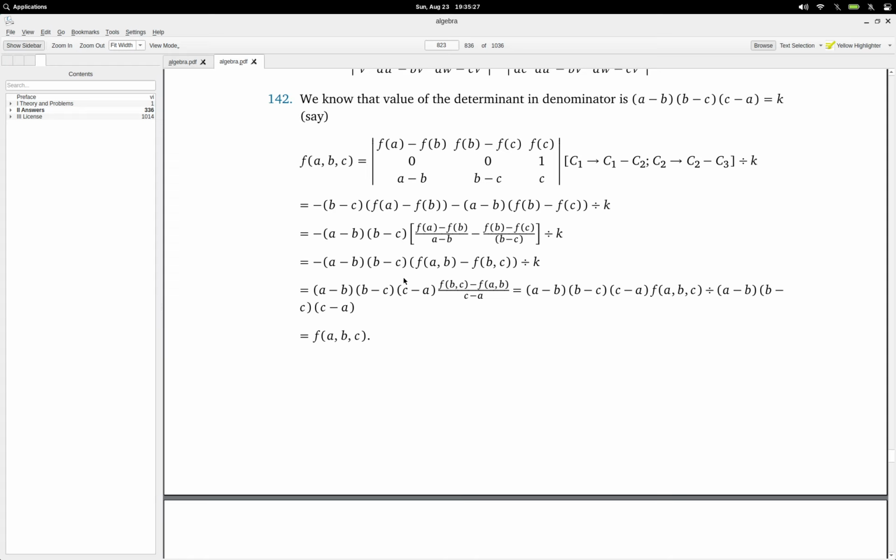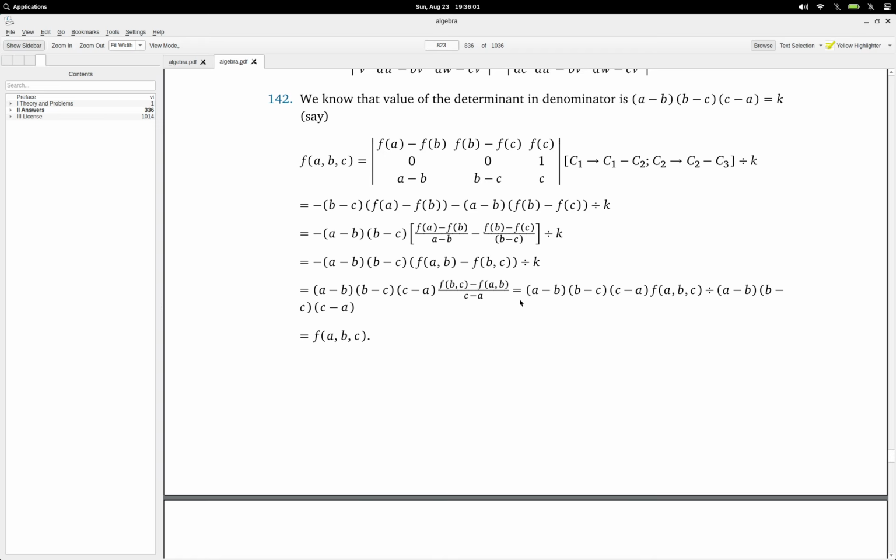So this becomes a minus b times b minus c times f of a comma b minus f of b comma c divided by k. So if we divide by k, that is a minus b times b minus c times c minus a, we take this and we have a minus b times b minus c times c minus a, f of b comma c minus f of a comma b upon c minus a, which will eventually turn out to be f of a comma b comma c.